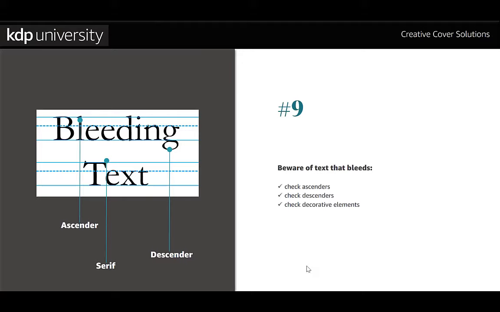These elements can often cause problems when they fall into your margins. So double check and make sure your ascenders, descenders, and decorative elements are not creating any issue on the spine or the edge of your cover.